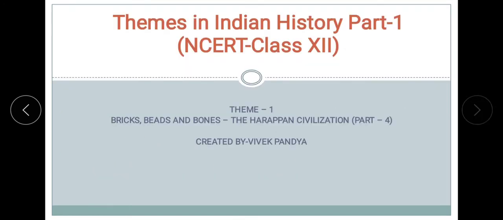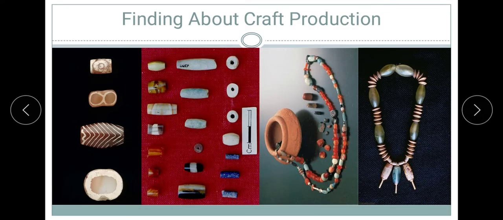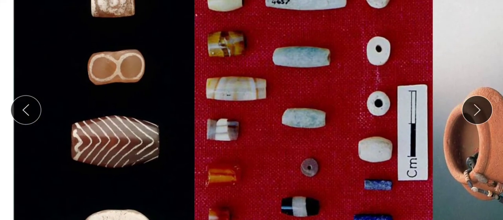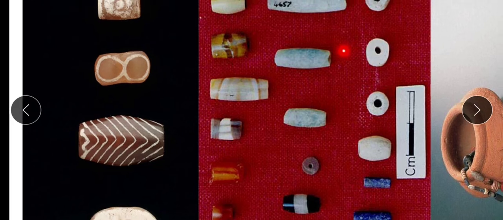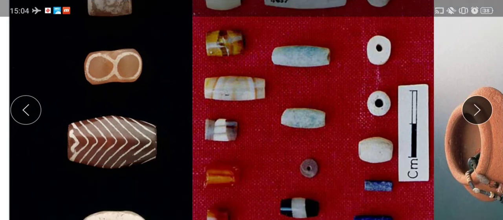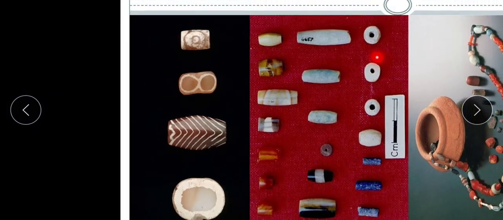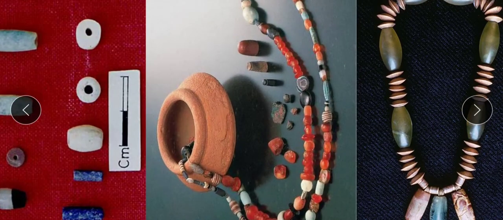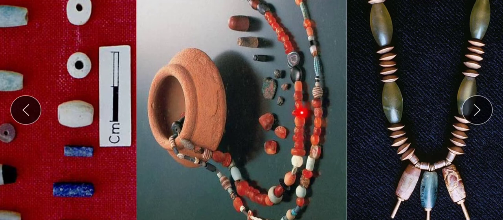So let's begin. Now we know that the people of Harappa used to make beads which were remarkable, and they used stones of carnelian. Carnelian is a beautiful red colored stone which can be seen here. In one of the earlier videos, I also used a photograph of carnelian. Then they also made beads from jasper, some crystal, so various materials. Here you can easily see what carnelian looks like.